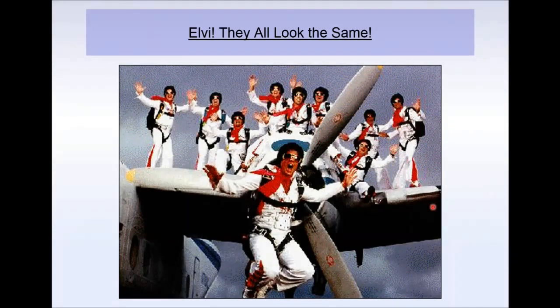Here are the flying elvi, and this is an example of outgroup homogeneity, unless you look like that. They are a 10-man skydiving team of Elvis impersonators who are based in Las Vegas. I'm assured that elvi is the plural of Elvis. So there's an example of outgroup homogeneity.